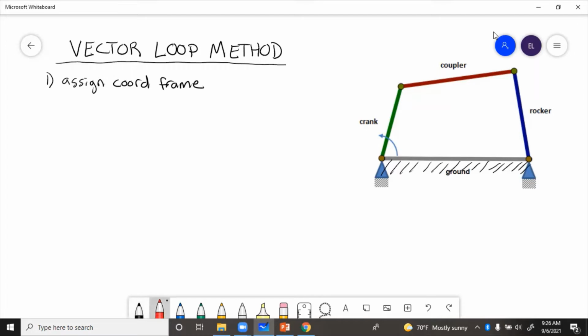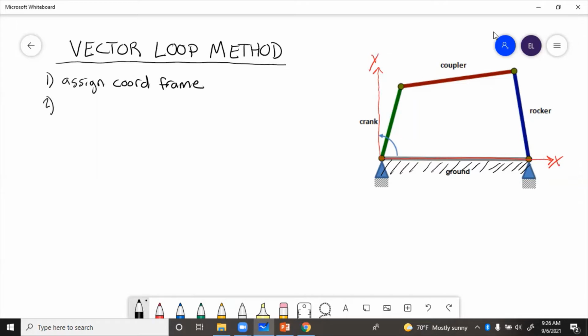And also normally we'll put it along, the X direction goes along the ground. So we'll have X like this, and then Y goes perpendicular. Now, even if the ground was not flat, you could still put X along the ground. It ends up making the math easier.